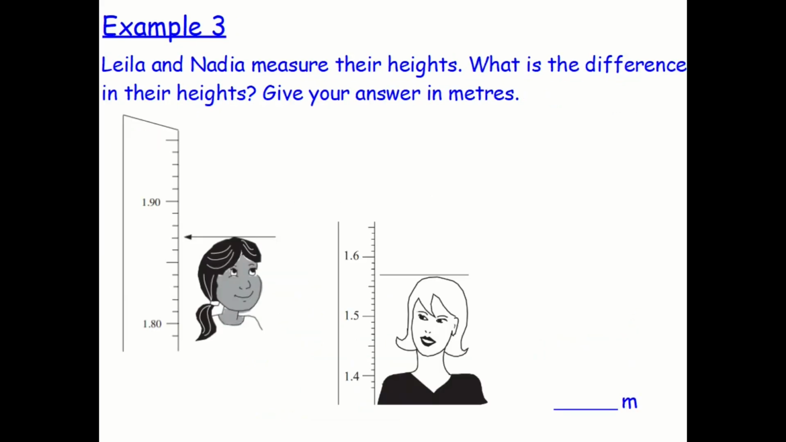Example number 3. Layla and Nadia measure their heights. What is the difference in their heights? Give your answer in meters. So there's that key word there, difference. That means subtract. So what's the difference in their heights? So let's first of all just read off these height measures. So here we've got 1.8, that'll be 1.8 meters, and here we've got 1.9, and we're going up 10 steps in between, so therefore this must be 1.81, 1.82, 1.83, 1.84, 1.85, 1.86. That's 1.87.